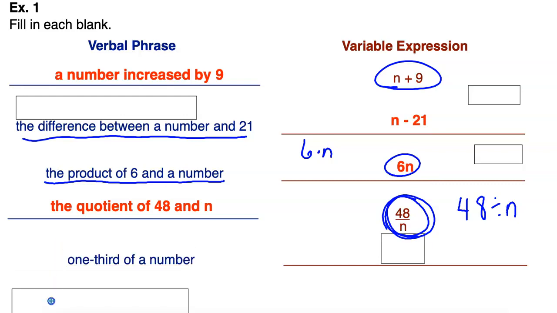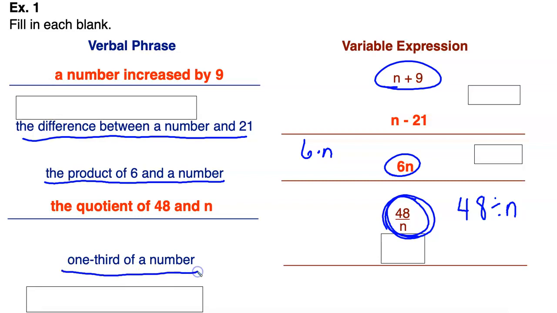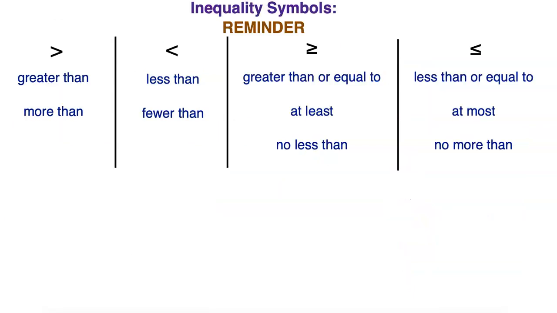So the next one is this one right here, 1/3 of a number. If we do 1/3 of a number, that's actually going to look like this. We just take 1/3 and we multiply it times something. So we're going to put 1/3 and then n will sit right beside that. So let's go on to the next screen.